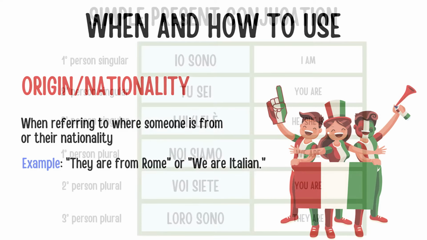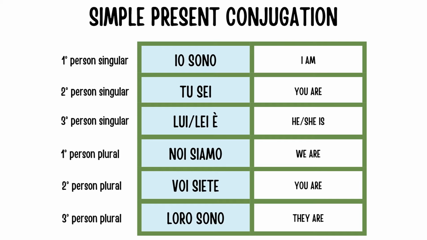And now the simple present conjugation. Io sono, I am. Tu sei, you are. Lui o lei è. He, she is. Noi siamo, we are. Voi siete, you are. Loro sono, they are. Voi siete is second person plural.